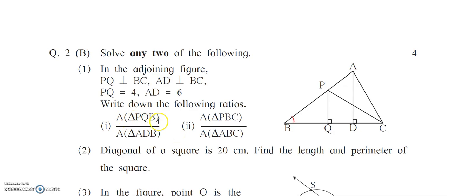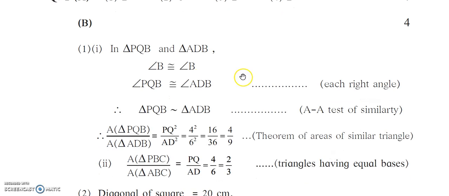Means what? Area of triangle PQB upon area of triangle ADB is equal to PQ square upon AD square, means 4 square upon 6 square. Now see this answer. Angle B is common. Angle PQB is congruent to angle ADB, which is a right angle. Therefore, triangle PQB is similar to triangle ADB. Therefore, area of triangle PQB upon area of triangle ADB is equal to PQ square upon AD square, 4 square upon 6 square, that is 16 upon 36, 4 upon 9.